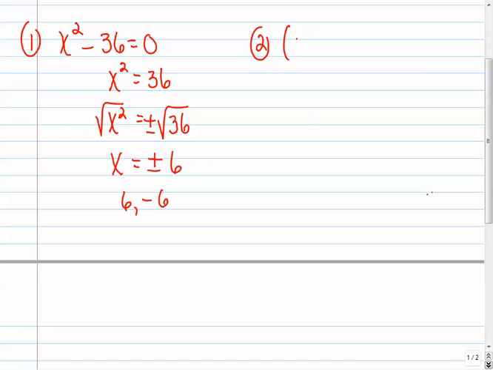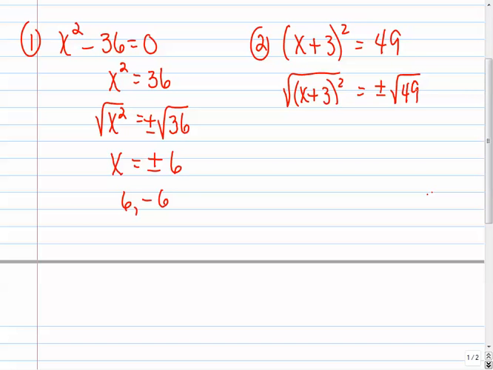All right, let's say we have x plus 3 squared is equal to 49. So this is another quadratic equation. It's in a little bit different form from the first one. This time I have a binomial squared on the left side, and it's equal to a constant. So we're going to take the square root of both sides. So I'll say the square root of x plus 3 squared is equal to, and remember, positive and negative square root of 49. So again, the square root and the squaring, inverse operations that cancel each other out.